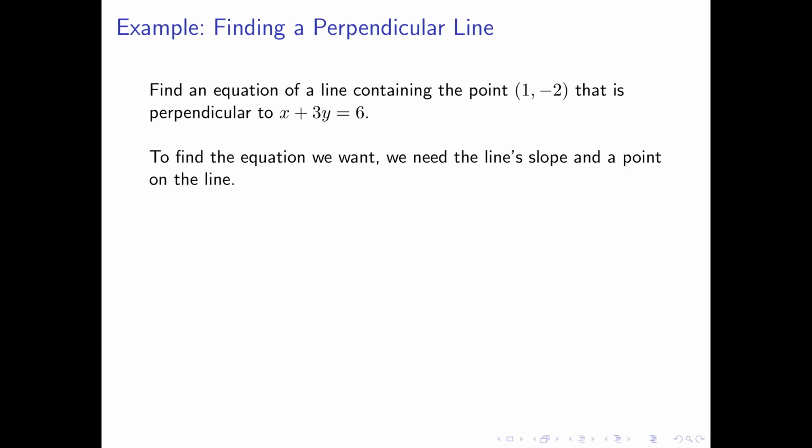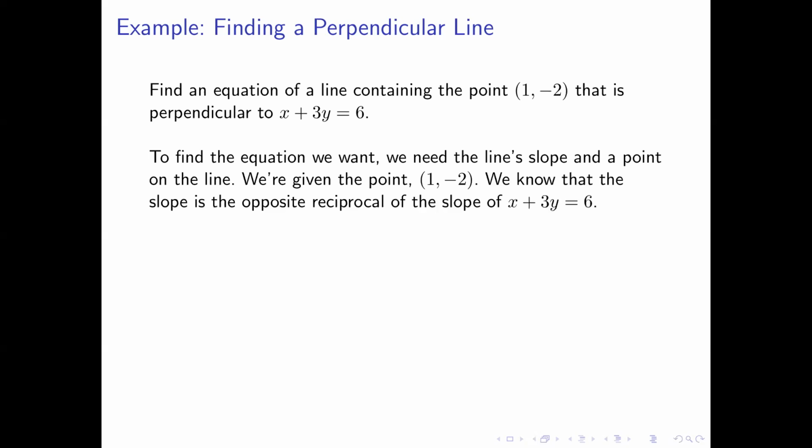Now, to do this, we're going to need two pieces of information. We need the slope of the line, and we need the coordinates of a point on the line. If we have those two things, we can write an equation in point-slope form. Now, we're already given the point. The point (1, -2) is on our line, so we've got a point. To get the slope, we need to use the fact that the line we want is perpendicular to x + 3y = 6. So the slopes of these two lines will be opposite reciprocals, which means if we find the slope of x + 3y = 6 and take its opposite reciprocal, we will get the slope of the line we're looking for.